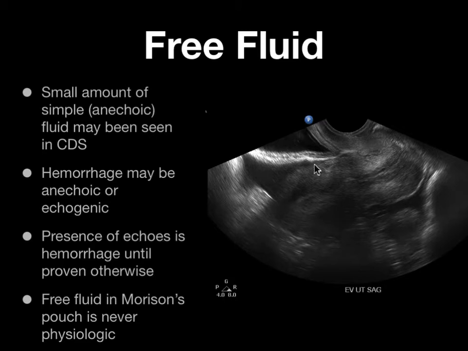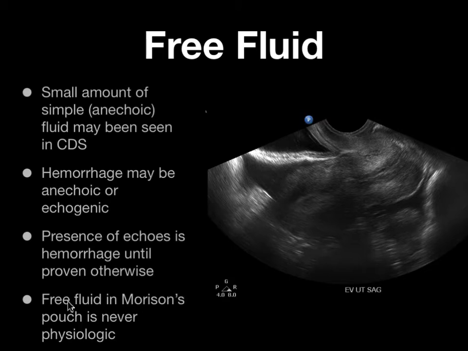Here's a sagittal view here of an anteverted uterus. There's no IUP seen. You've got some fluid in the posterior cul-de-sac here, but it appears anechoic. However, if you look here in the anterior cul-de-sac, you see complex appearing fluid. This was a patient who had a ruptured ectopic.